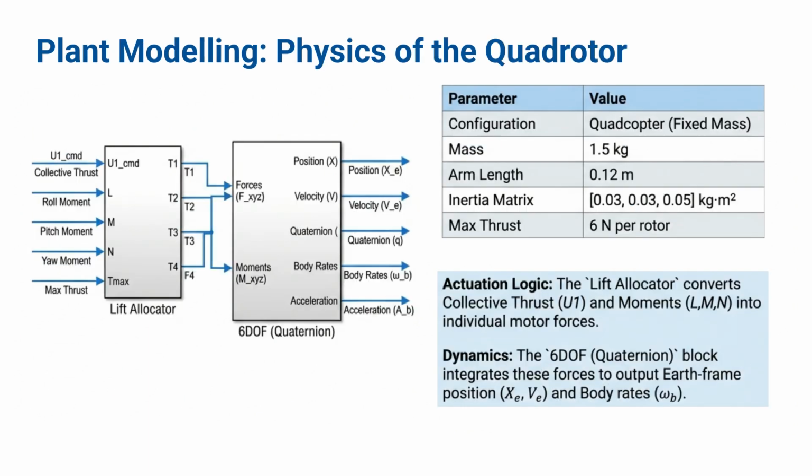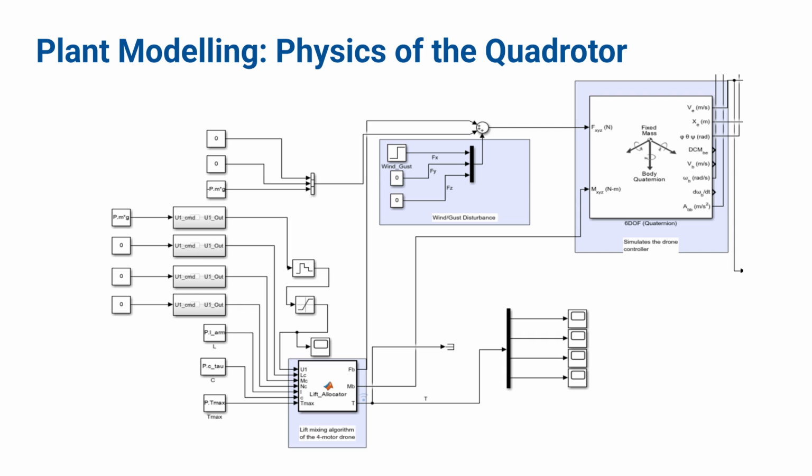We began by modeling the physical quadrotor dynamics. A lift allocator converts collective thrust and attitude moments into individual motor forces, which are fed into a 6DOF quaternion-based rigid body model. This block outputs realistic position, velocity, orientation, and body rates, ensuring that all higher-level logic operates on physically valid data. This slide shows the actual Simulink implementation of the plant model, including thrust inputs, wind disturbance injection, and actuator saturation. By keeping the dynamics model realistic, we ensure that any avoidance or planning behavior we observe is feasible on a real UAV.